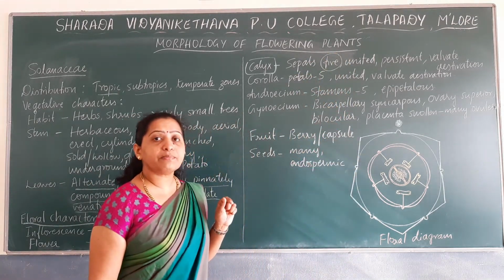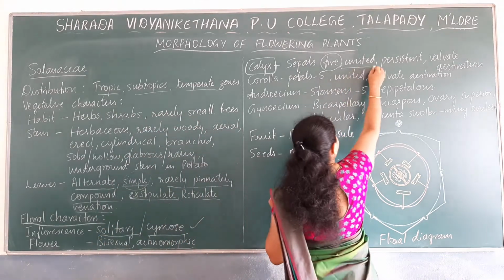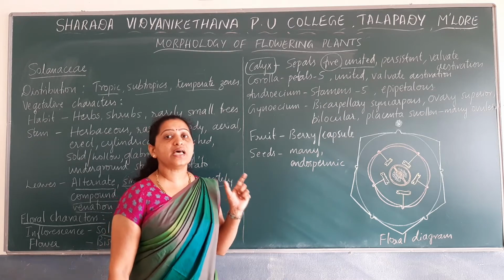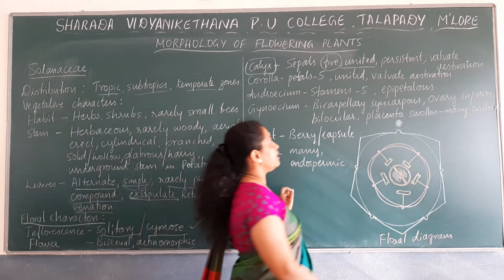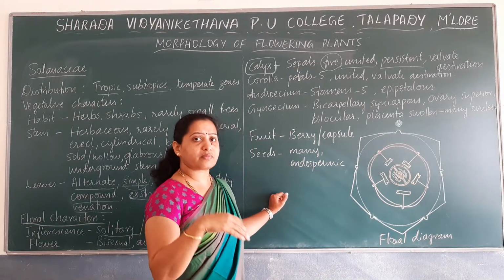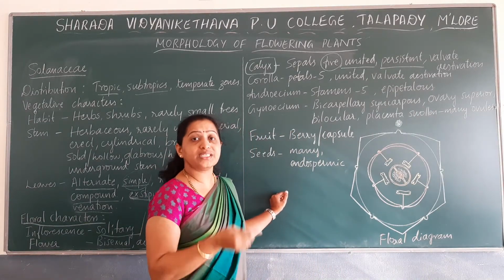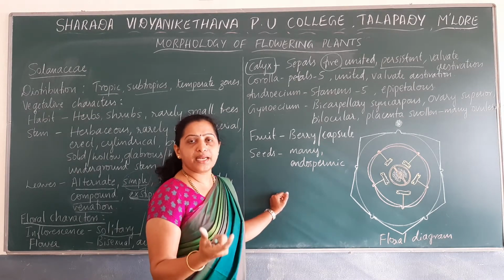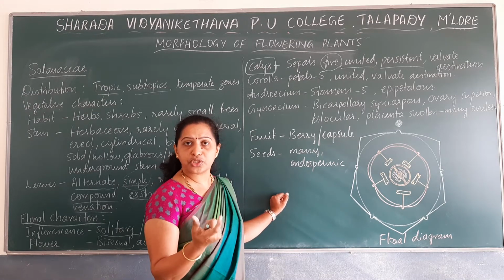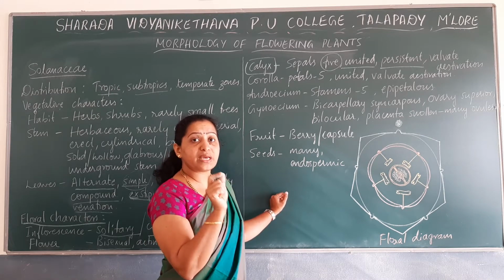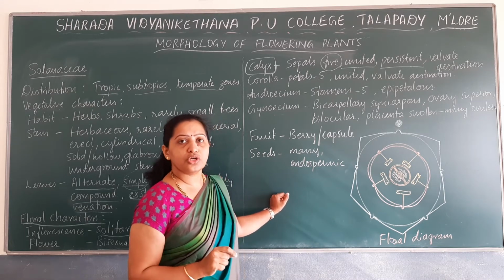And how are the sepals? Sepals are united. So what term will we usually give for united sepals? Gamosepalous. Then sepals are persistent. Persistent means even after fruit formation, sepals will be found attached to the fruit. For example, in tomato plant, you might have observed the tomatoes. Tomatoes will be having attached sepals. So sepals remain persistent in tomato.